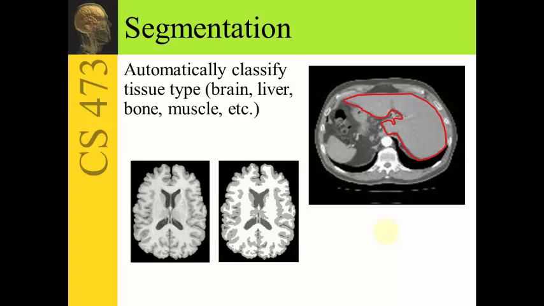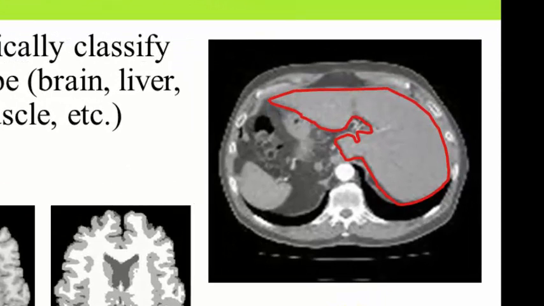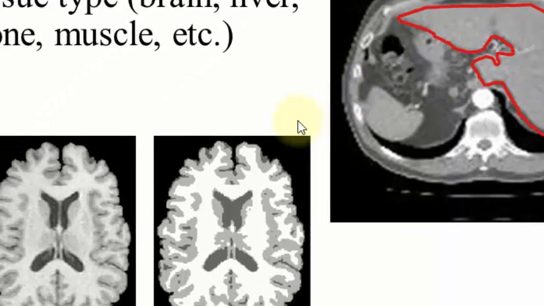Segmentation is another class of problems. The goal is to automatically classify different tissue types. So over here, this is a cross-section through a human abdomen, and I've outlined the liver. But you can see if I were to remove that red line, it would be hard to tell where the liver stops and the intercostal muscles between the ribs starts. So you have to use a lot of the actual shape to figure out the difference between those two tissues.